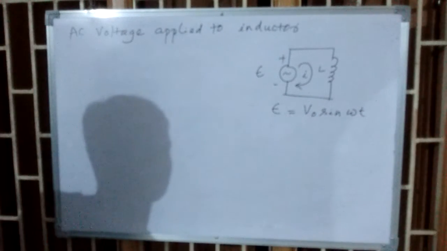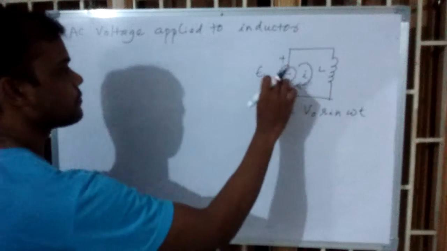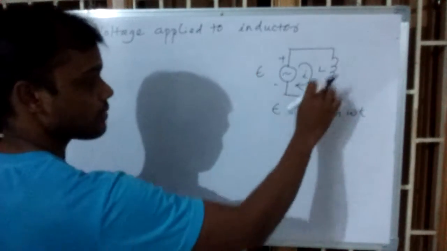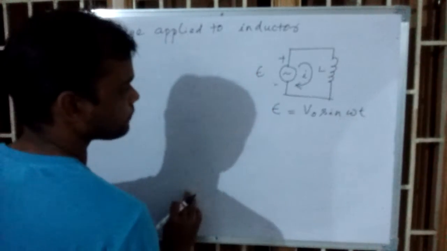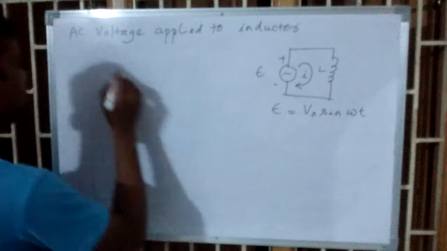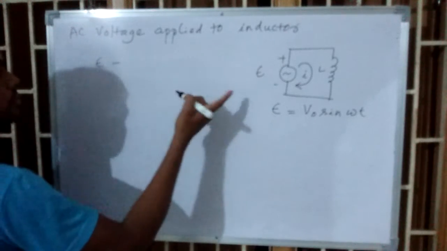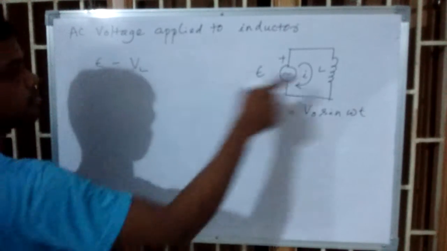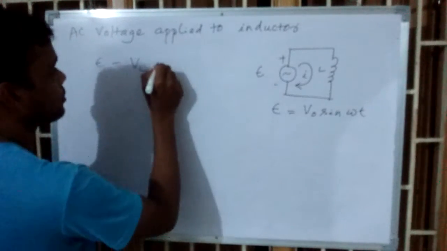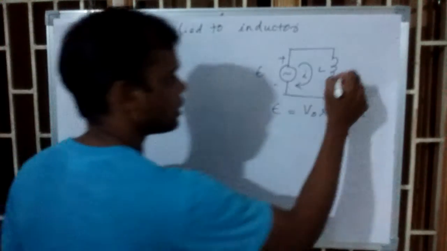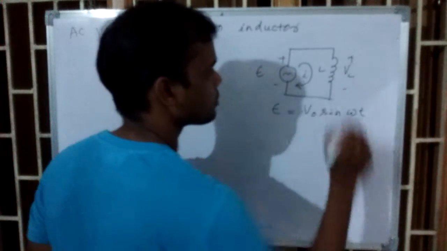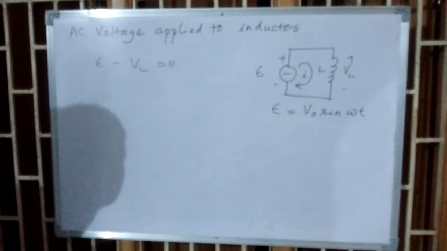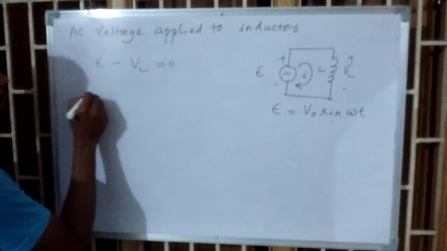Now to find out the current, let us first apply the KVL or Kirchhoff's loop rule. So it will be simply epsilon minus VL, that is the voltage dropped across the inductor, is equal to 0. You can write VL also with plus or minus. So what is the value of VL?